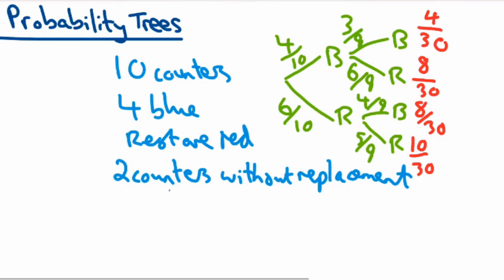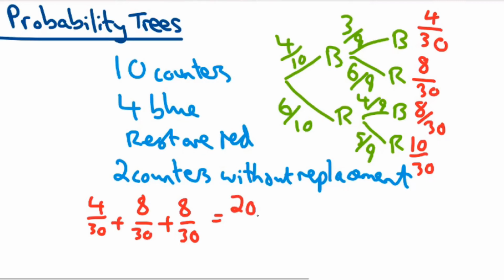The point is, if we now wanted to get just at least 1 blue, so 4 out of 30, add 8 out of 30, add 8 out of 30. That's going to give us in total a 20 out of 30, which then, regardless if you'd simplified earlier or not, now will simplify to 2/3.